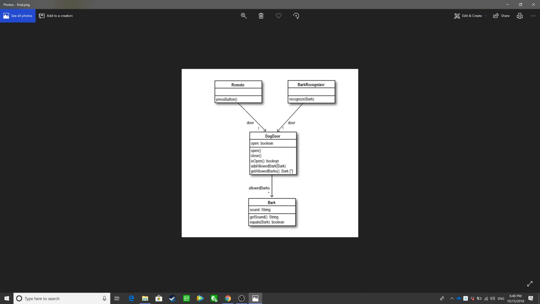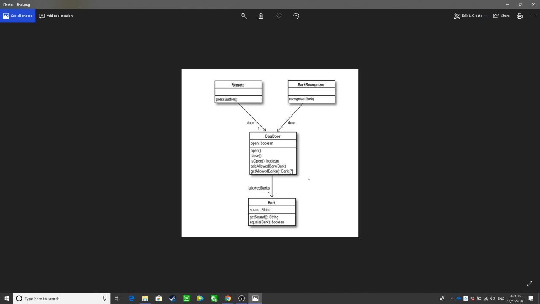Okay. I have a question. Yes. Now, the remote and the dog door have a one-to-one relationship, right? But we don't have a one indicated on the remote side of the diagram. If you do not specify that, we can just think that's one. Yeah. But here, because it's dog door to bark, it is many here, right? So it's one to many. So you do not always have to specify that.